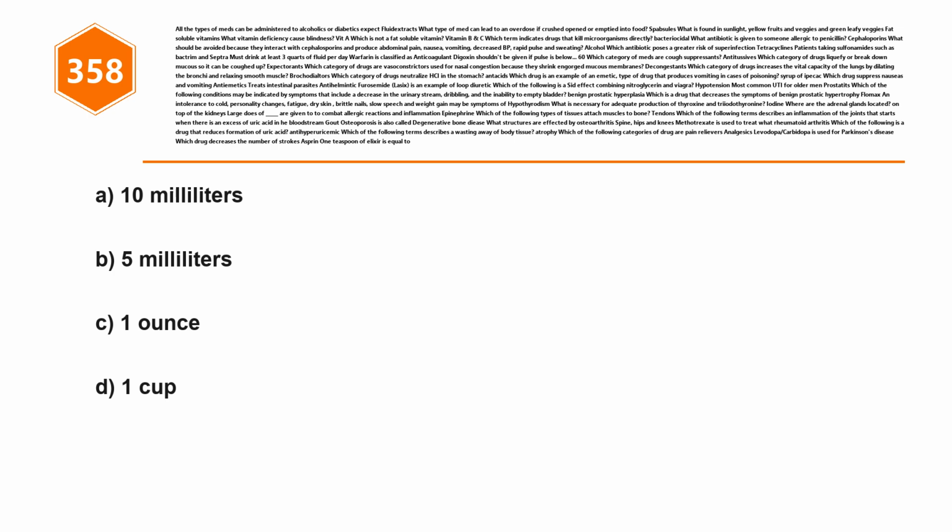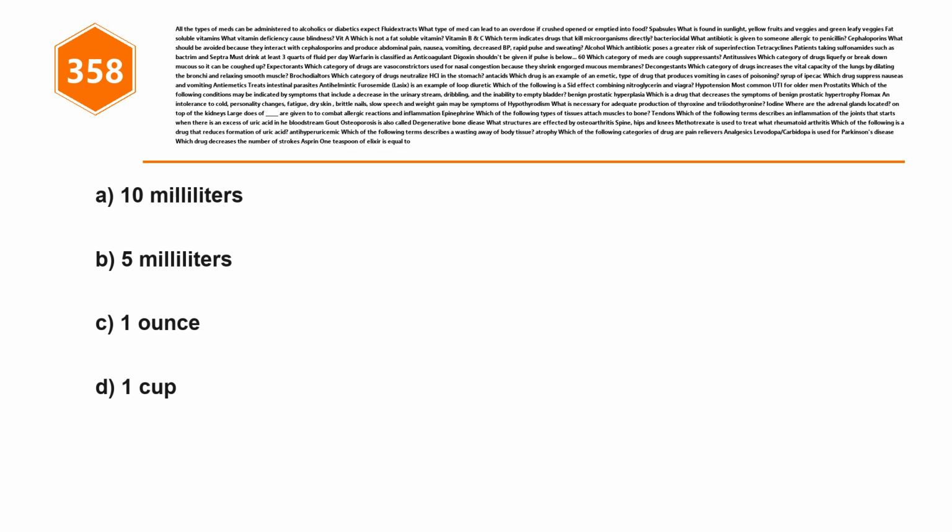Capsules. What is found in sunlight, yellow fruits and veggies, and green leafy veggies? Fat-soluble vitamins. What vitamin deficiency causes blindness? Vitamin A. Which is not a fat-soluble vitamin? Vitamin B and C. Which term indicates drugs that kill microorganisms directly? Bactericidal.